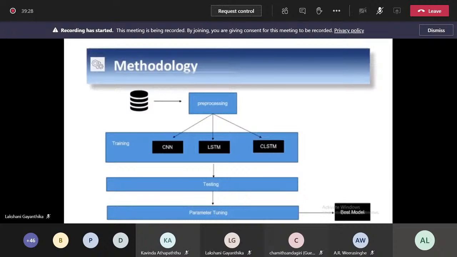As in a normal machine learning process, we collect data, then pre-process them, and train. Training happens under 3 deep learning architectures, then testing and parameter tuning, and we get the model with the highest accuracy as the best architecture to solve the particular research question.